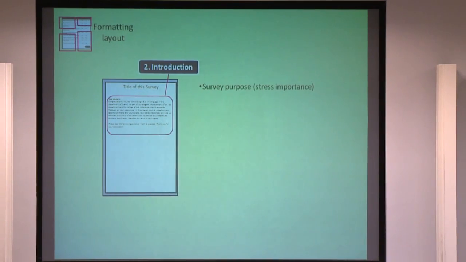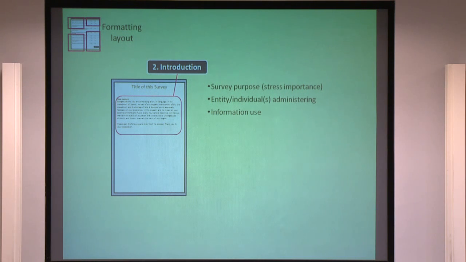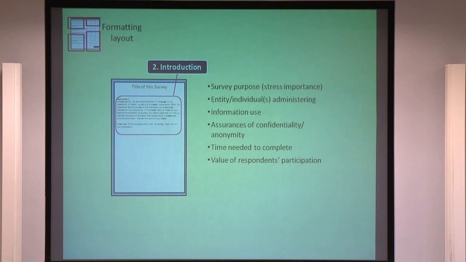The introduction could contain the following. Describe the survey purpose, stress its importance. Identify the individuals who are administering the survey. Who's giving this? Describe the information use. Provide assurances of confidentiality and anonymity. And this might also be where you put your consent information if you've had to go through an ethics review board at your institution. The time needed to complete the survey and the value of the respondent's participation. Anything else? Contact information. I'll explain why. And possibly a brief outline of survey sections.